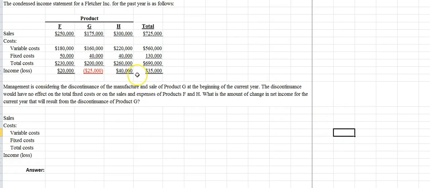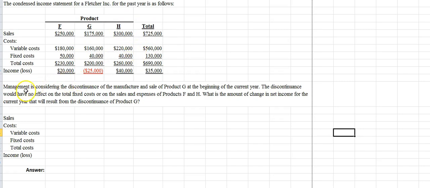Okay, so now I'm liking this a little more because this makes more logical sense. A person that's good with numbers should be able to solve these problems without even opening the chapter. So let's take a look at this. The condensed income statement for Fletcher Inc. for the past year is as follows. So here are the numbers for Fletcher Inc.